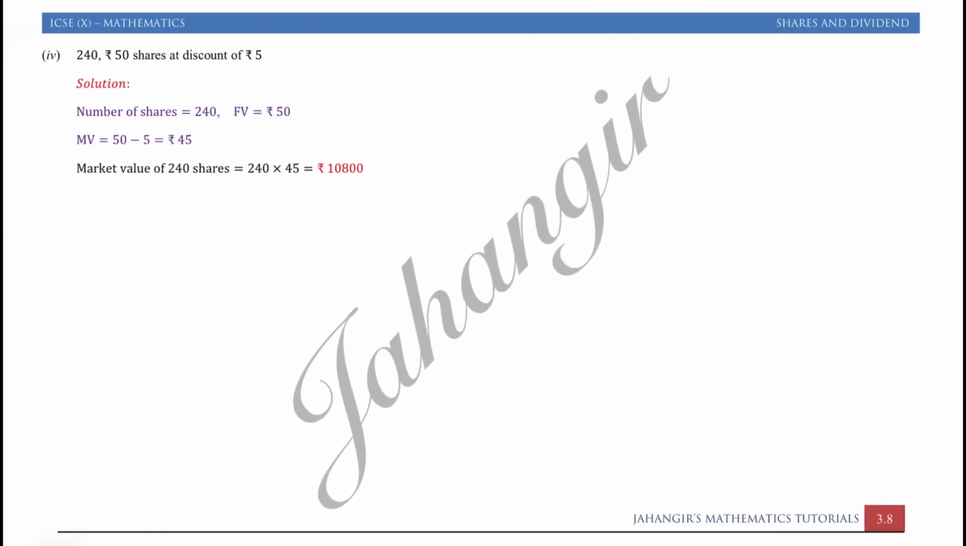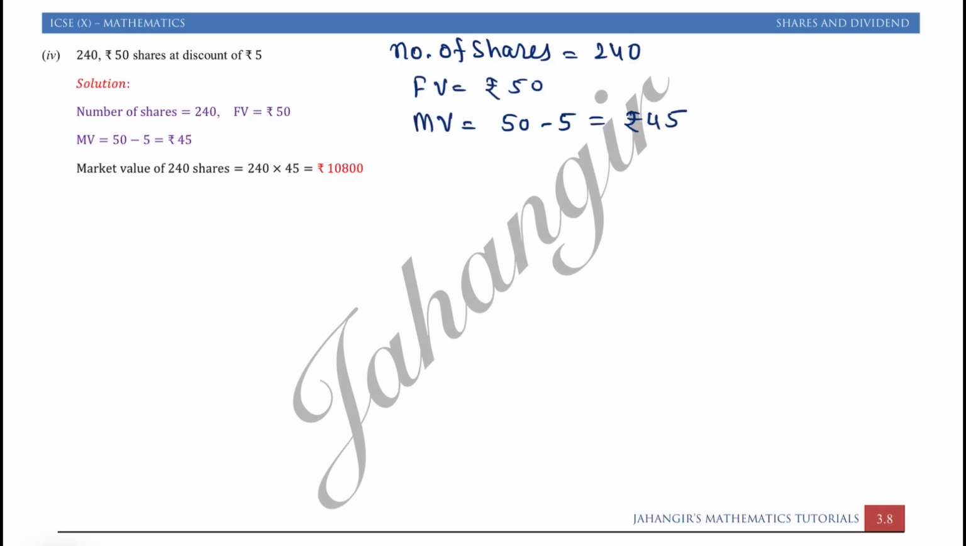Sub question 4, you have to find the market value of 240 rupees 50 shares. Means there are 240 shares whose value is rupees 50. That is fixed value. They will always talk about face value. So here number of shares is 240. Its face value is rupees 50, and it is available at rupees 5 discount. So 50 minus 5, that is equal to rupees 45.